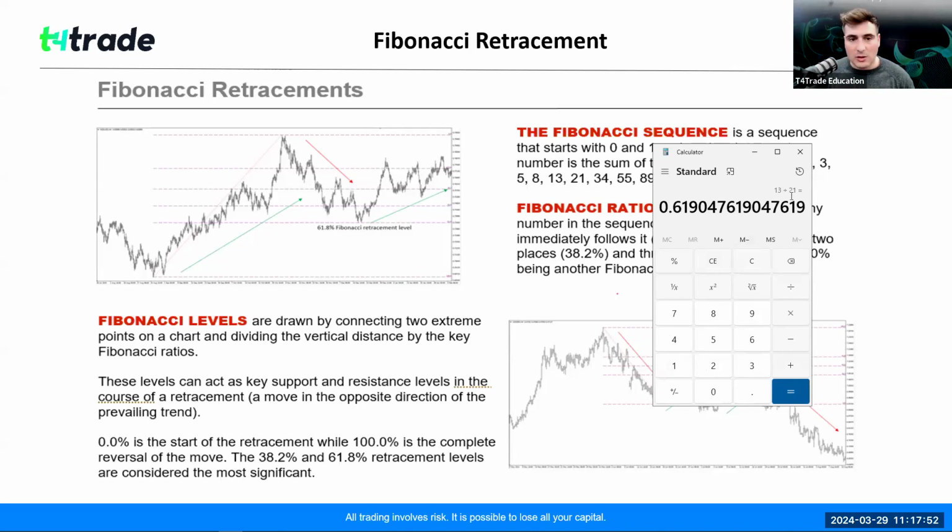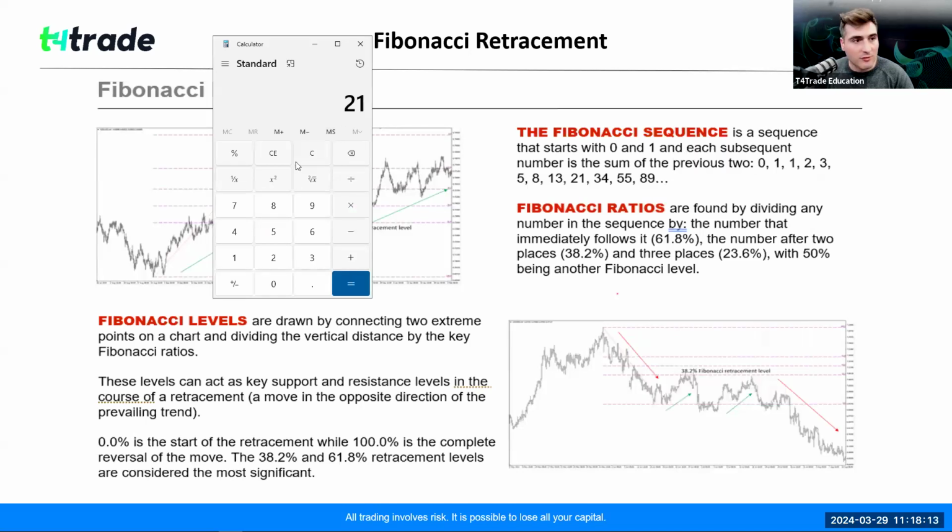And if you want to calculate the next key ratio, you jump a number ahead. So not the one immediately following, but the next after that. Let's do, for example, 21, divide that by the number two places following it, 55. You get 0.381, or 0.382 if you average that upwards.